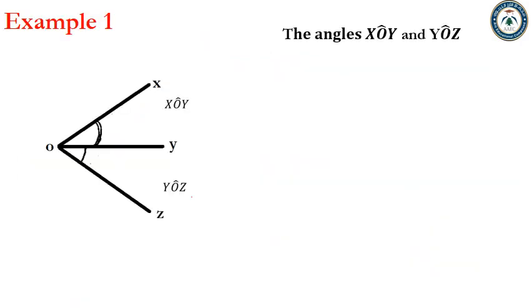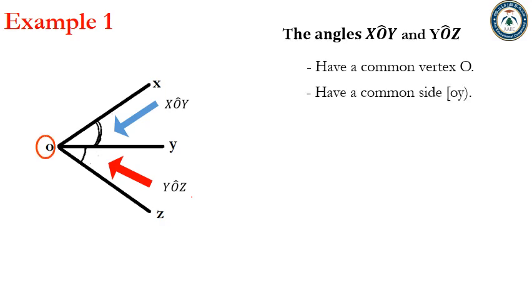Example 1. The angles XOY and YOZ have a common vertex O. You can see this in the names and you can see this in the angle here in the figure. They also have a common side OY. It is clear in the figure that they have a common side OY and also in the names, OY here and OY there. So they have a common side OY.